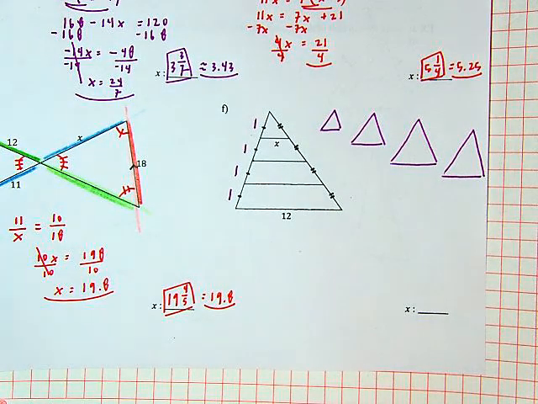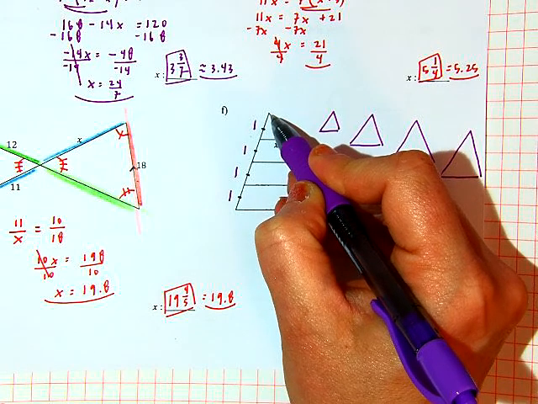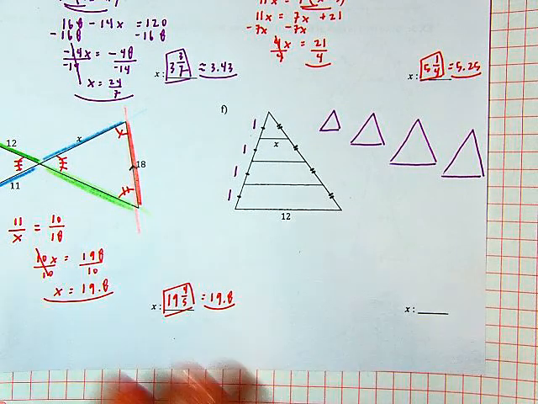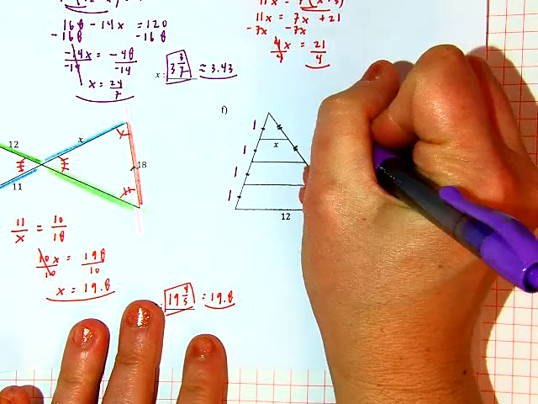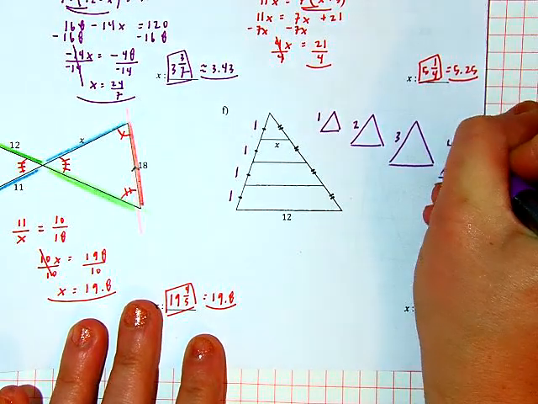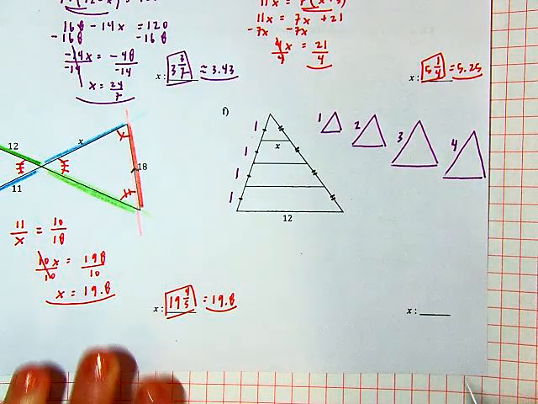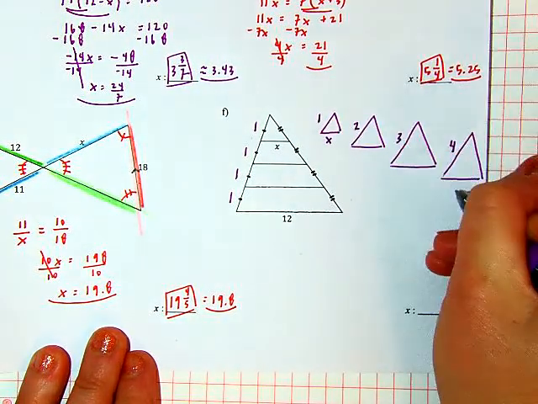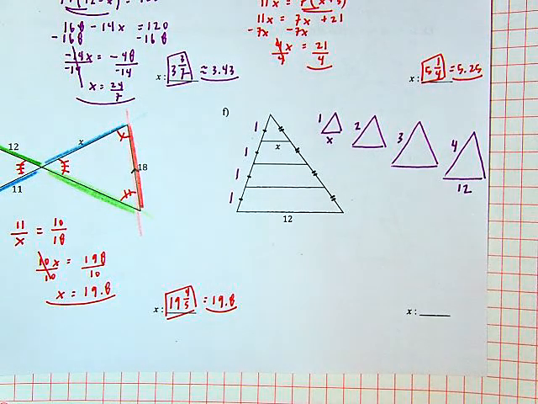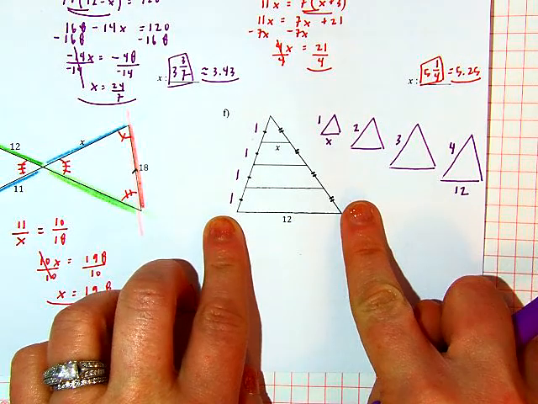Okay, what we're going to see, since they all share this common angle right here, they would be similar by side angle side. So I know that for this triangle, if I define this side as 1, this side would be 2, this would be 3, and this would be 4. Okay, and what I know is that this is my x, and this is my 12 that I'm solving for. So I may not know what these parts are as measures, but I know how they are related.